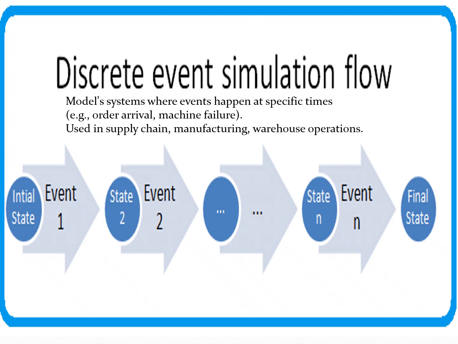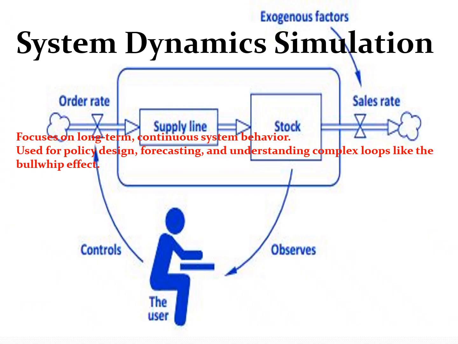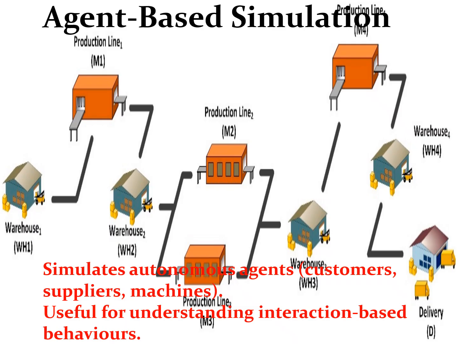The next one is discrete event simulation, DES, model. This model is used where events happen at specific times, for example, order arrival or machine failure, and commonly used in supply chain, manufacturing and warehouse operations. System dynamic simulation model type focuses on long-term, continuous system behavior and is mostly used for policy design, forecasting, and understanding complex loops like the bullwhip effect. Another important type of simulation model is agent-based simulation, ABS, model, which is used to simulate autonomous agents like customers, suppliers, and machines. This model is useful for understanding interaction-based behaviors among all agents.